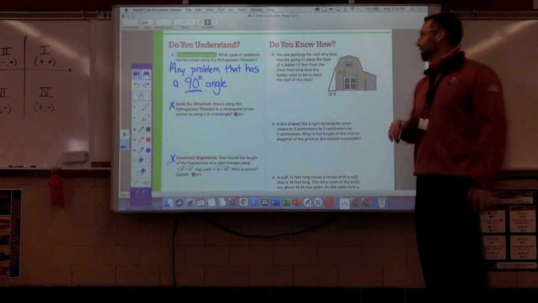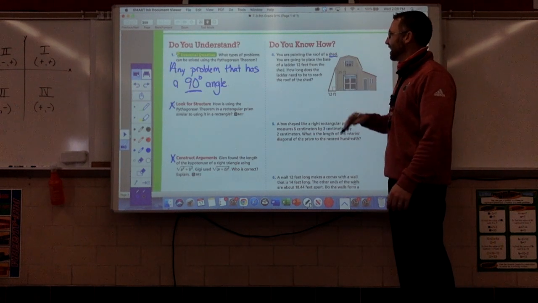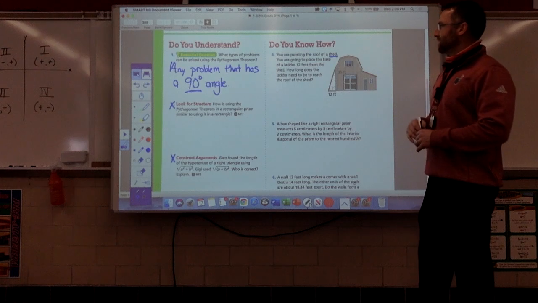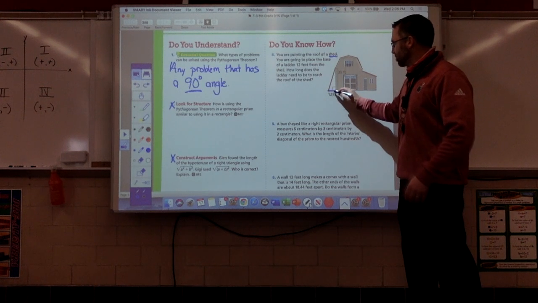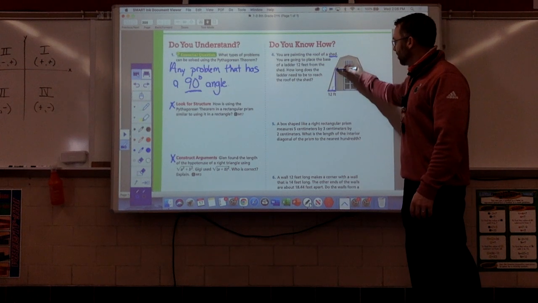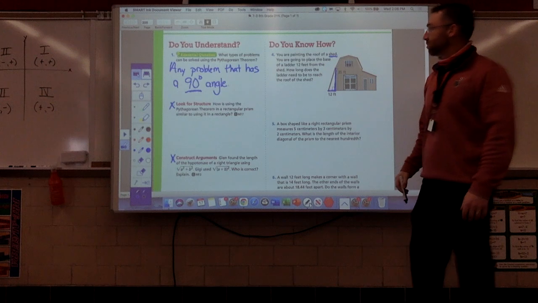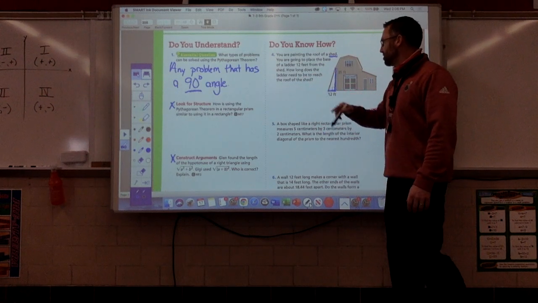I love painting barns. In fact, this is not a barn. It says this is a shed. You're going to place the base of a ladder 12 feet from the shed. This thing is 35 feet tall. Wow, that's pretty tall. Better get a long ladder. How long does the ladder need to be to reach the roof?